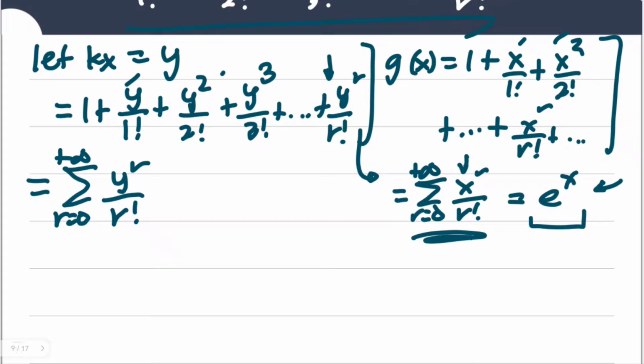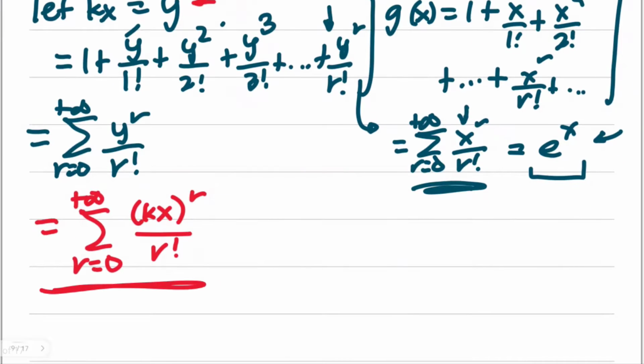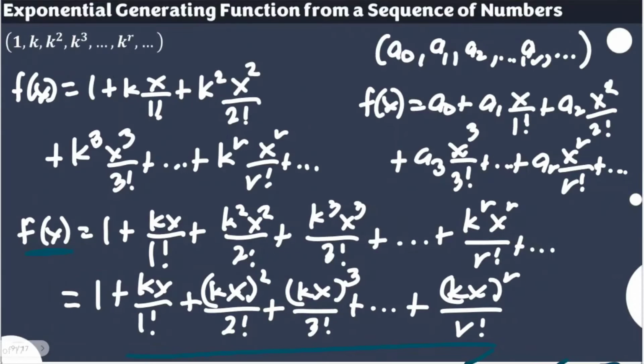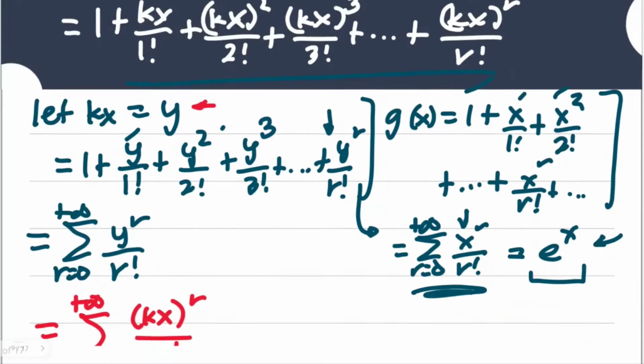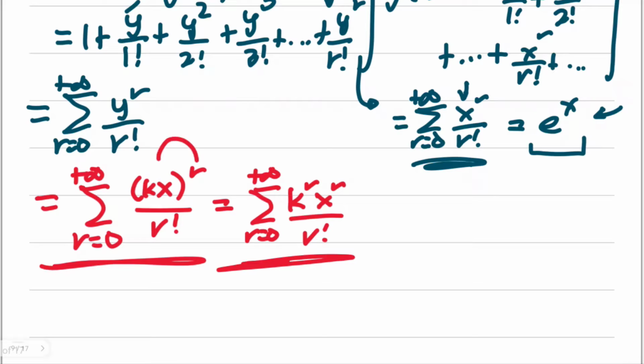But since we had already earlier y being kx, by substitution, you will have here kx raised to r over r factorial as r starts from 0 to positive infinity. So this is the equivalent power series of our given sequence, or you can even write this as distributing the exponent r. So you have k to the power of r, x to the power of r over r factorial as r starts from 0 to positive infinity. They are just the same as we distribute that using power law.